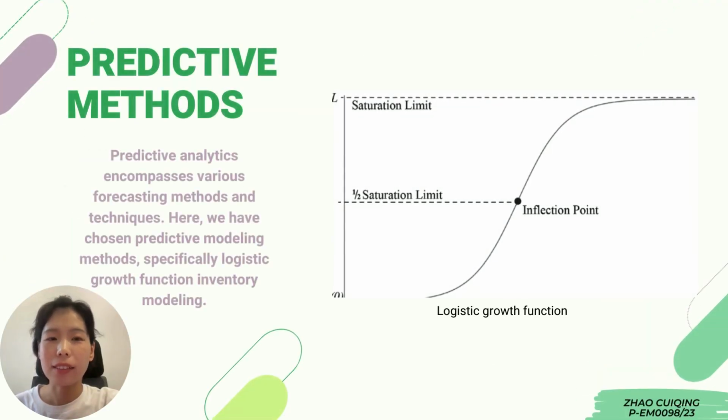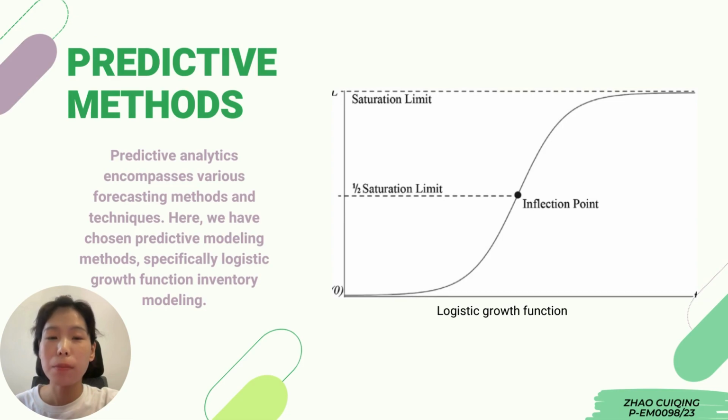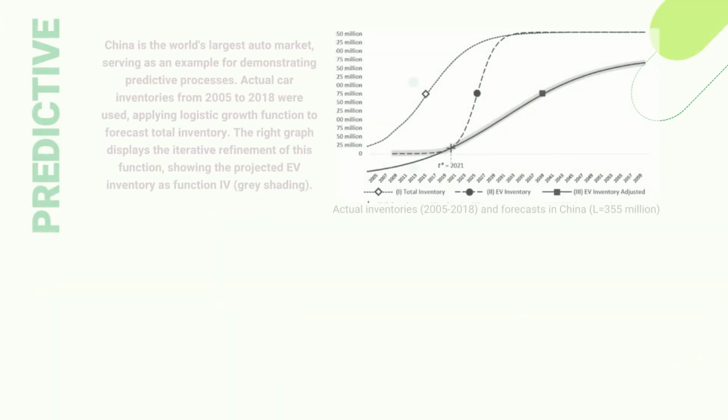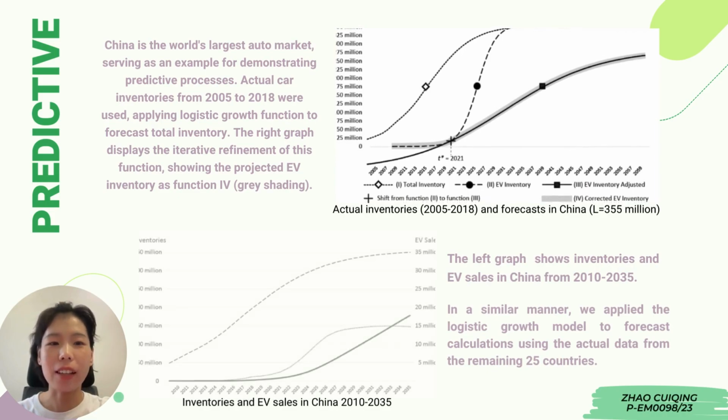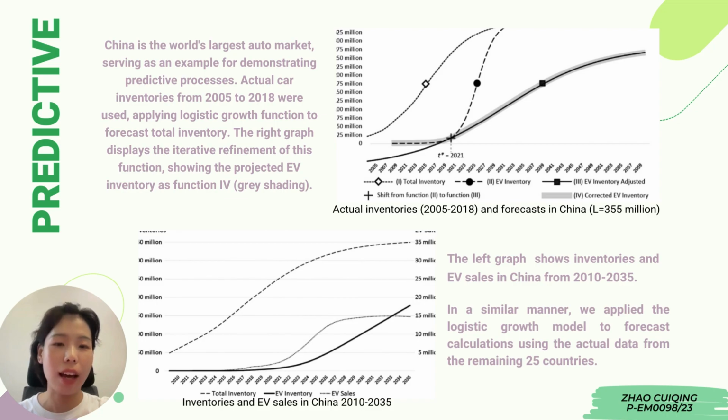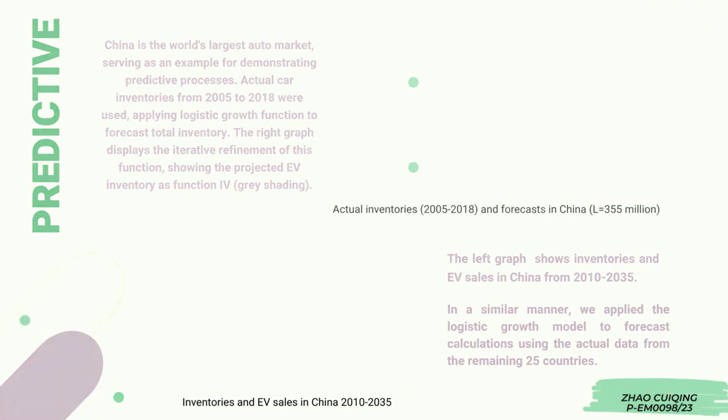Predictive analytics covers a variety of forecasting methods and techniques. Here we have chosen the predictive modeling method, the logistic growth function. This paper uses the logistic growth function to demonstrate the forecasting process using China as an example, and uses this to forecast the total inventory and electric vehicle sales in 26 countries.